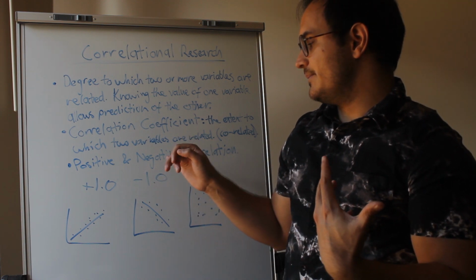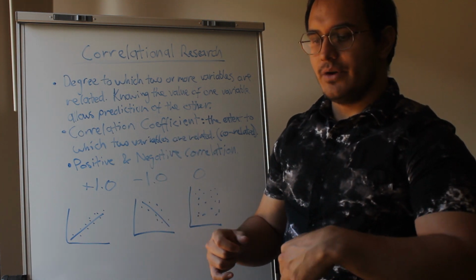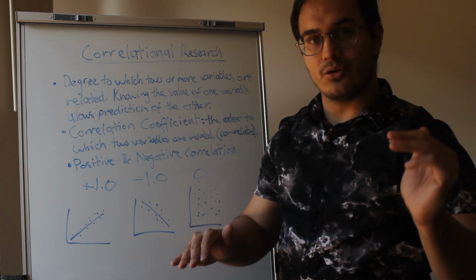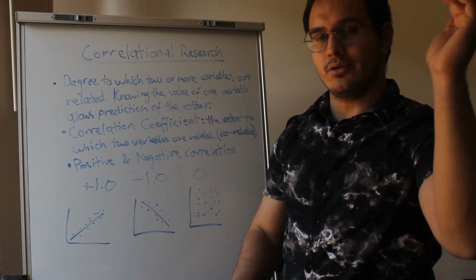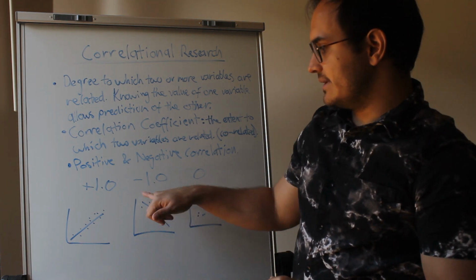And -1 is like maximum negative correlation. So if one goes up, the other will go down. So they're negatively correlated. They are correlated, but they're negatively correlated. Okay, so they move in different directions. Okay, so you can see it going down there.